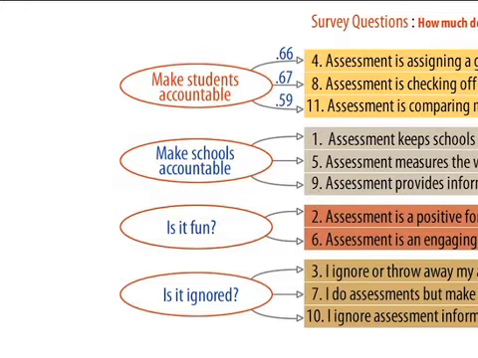If your score were to go from 3 to 4 on the trait make students accountable, is the reason or purpose for assessment, these formulas say that your score for number 4 would go up 0.66 of a standard deviation, 0.67 of a standard deviation for number 8, and 0.59 of a standard deviation for number 11.